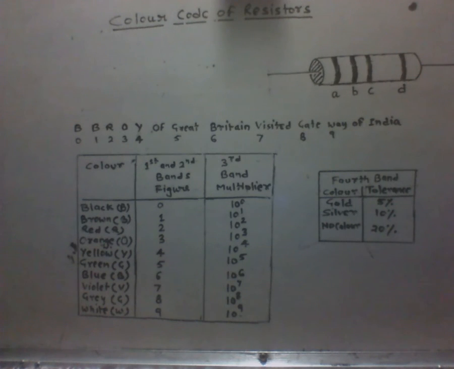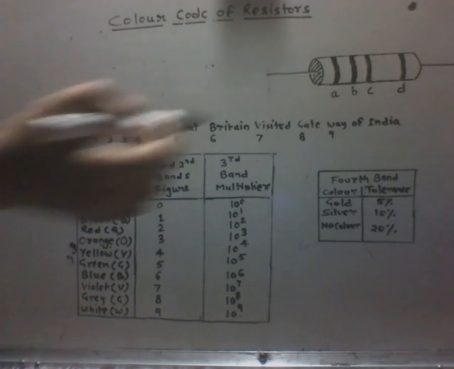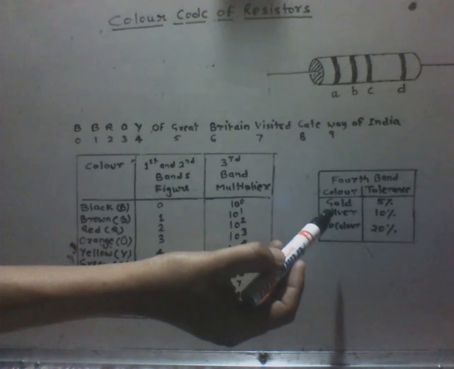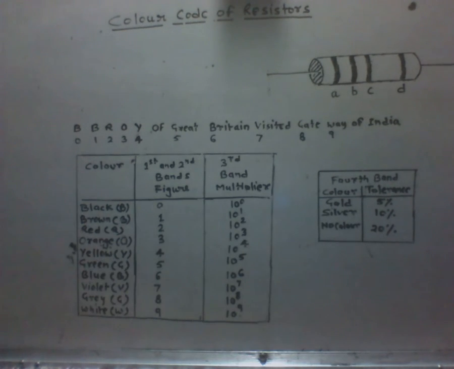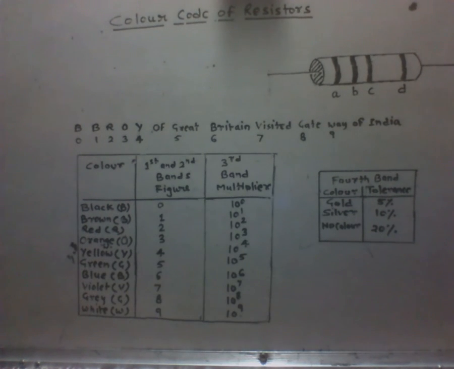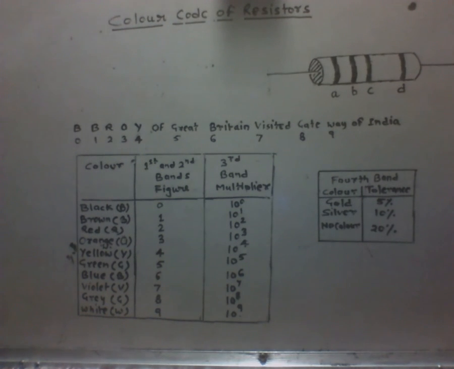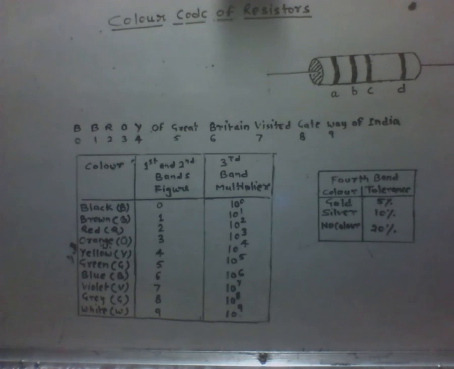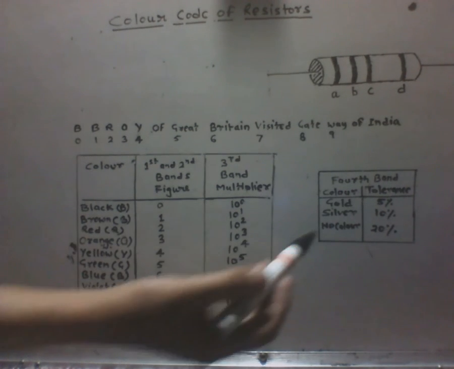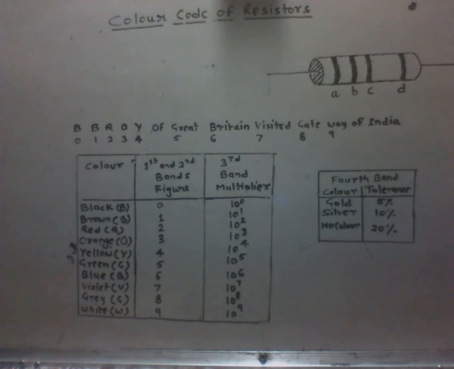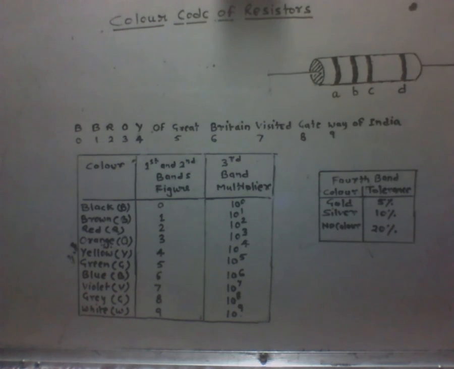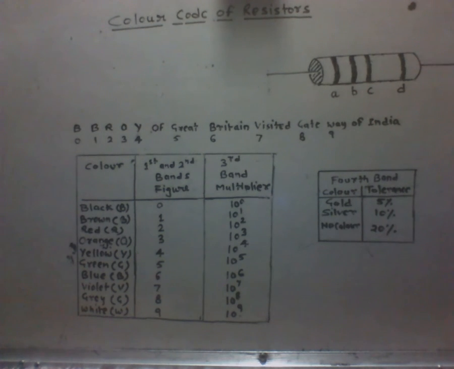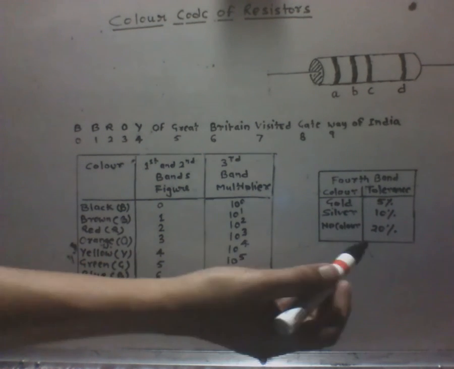The color of the fourth band D, which is generally either silver or gold, gives the tolerance. If the color of this band is gold, then the tolerance is 5%. If the fourth band is silver, the tolerance is 10%. If there is no fourth band, then the tolerance is taken as 20%.